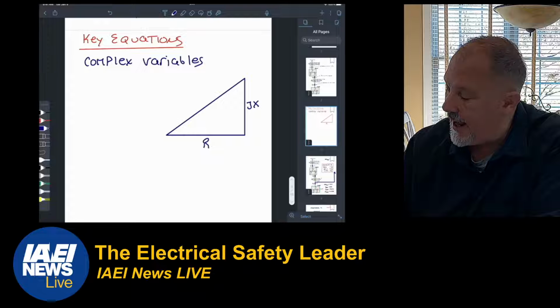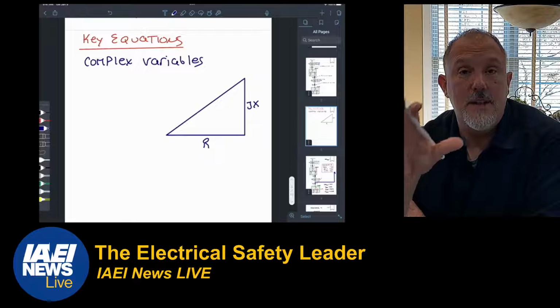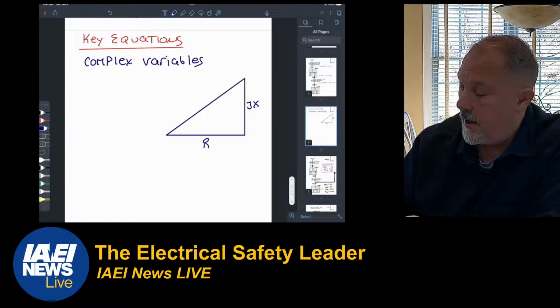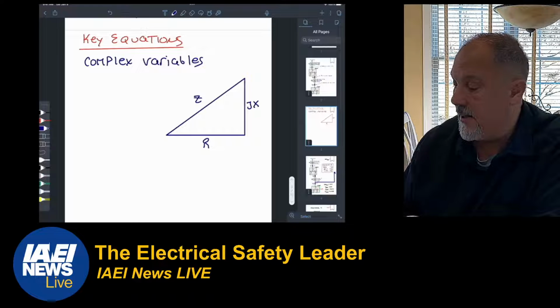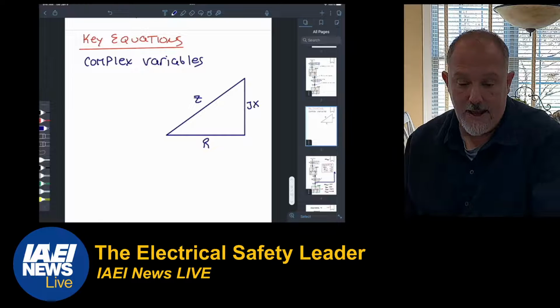All right, so you remember our triangle, and we have R across the bottom. We have JX, and we use J to indicate an imaginary number, and that indicates the vertical axis as our reactance. And then we have Z, our impedance.